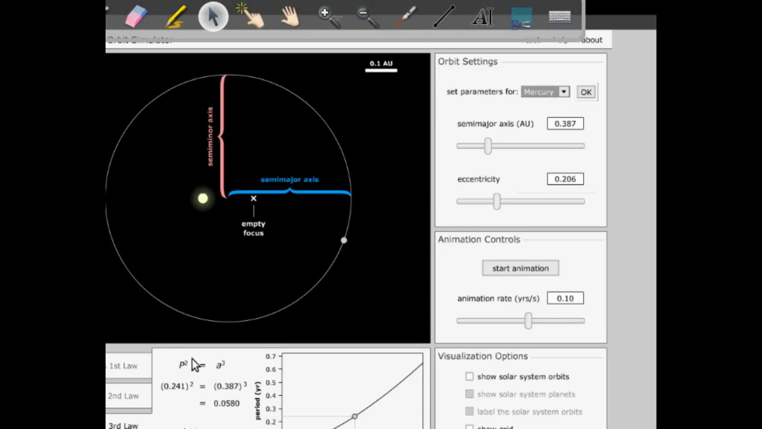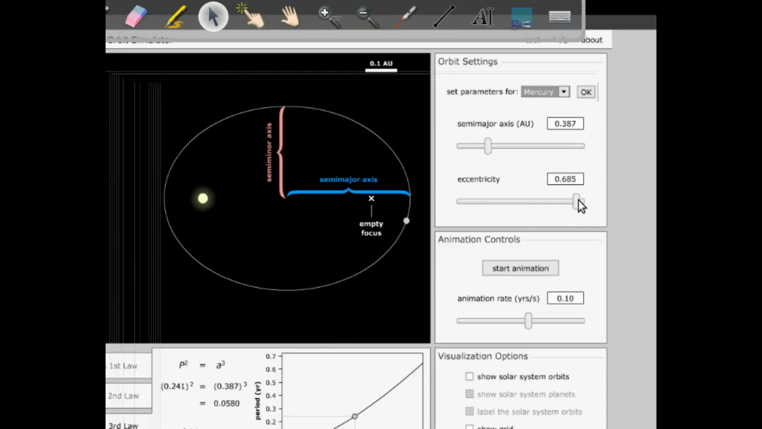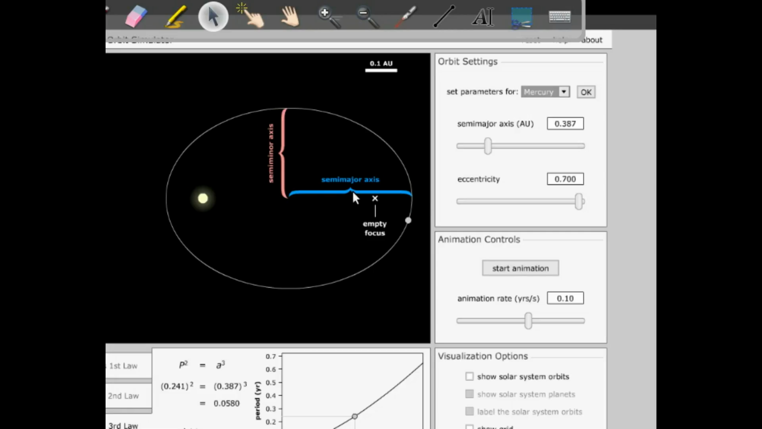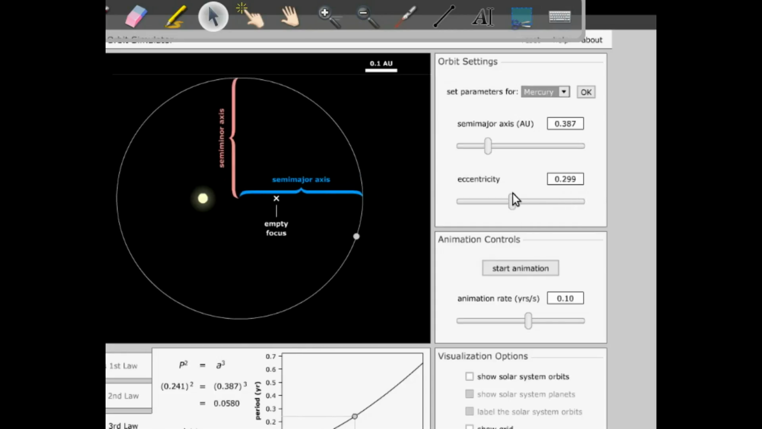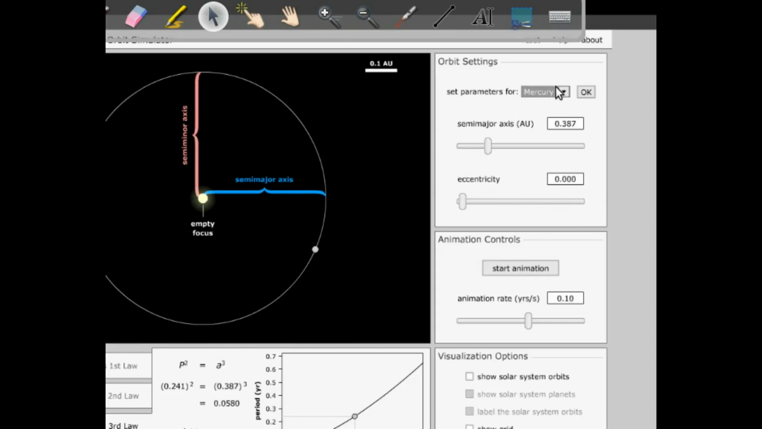Look at this. The third law says there is a relation between the period and the semi-major axis. As the eccentricity is more, the length of the semi-major axis is more than the length of the semi-minor axis. Here, as the distance increases, the period also increases. Let us see how that is true. In order to prove that, observe this value.